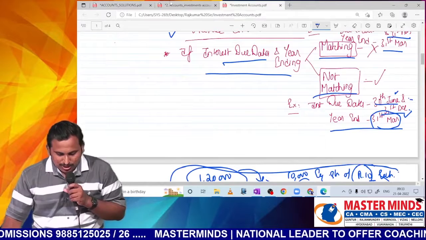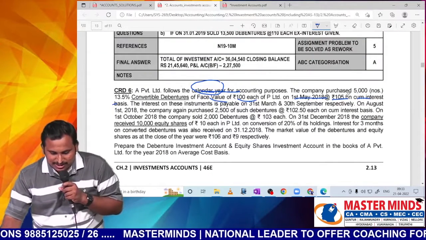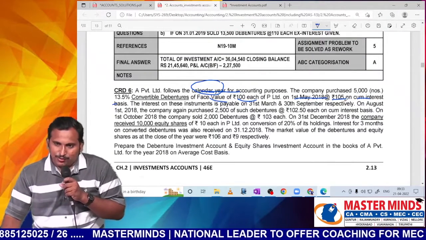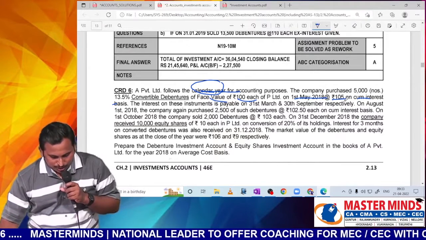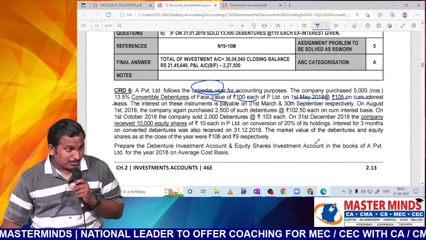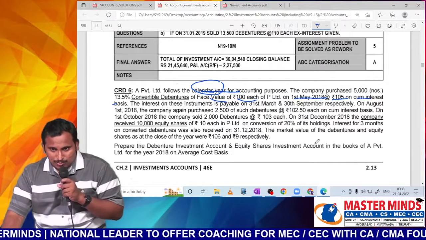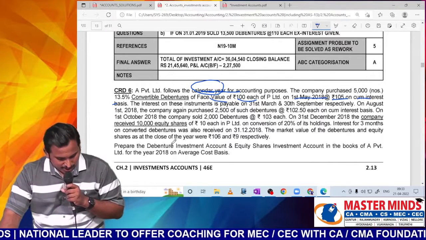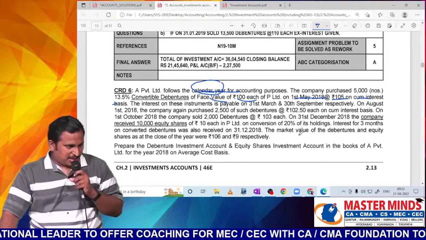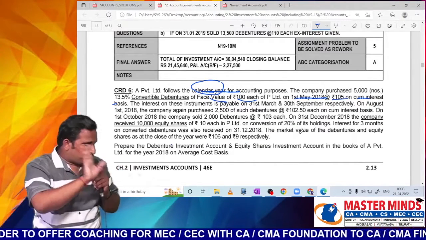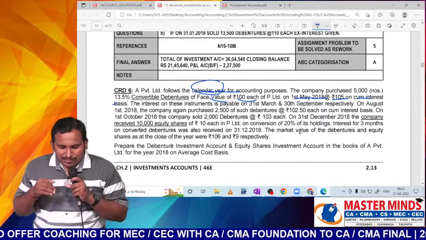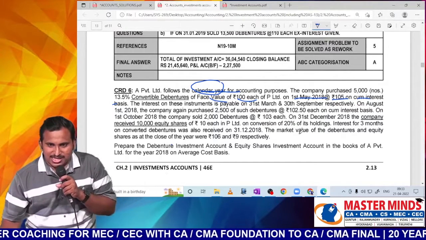Now, usually how we record, sir? How many debentures are purchased? 5,000, each at 105. 5,000 into 105. For that, look into the question, is there any brokerage? You should be careful, sir. Is there any brokerage or not? Nowhere they have given that brokerage is there. So if brokerage is there, we have to add brokerage. Then we have to reduce any interest because it is cum interest.